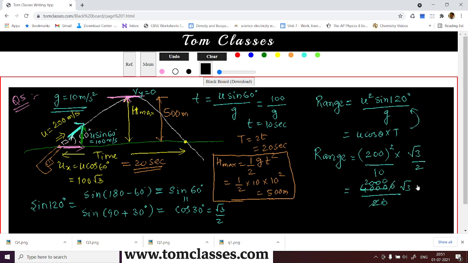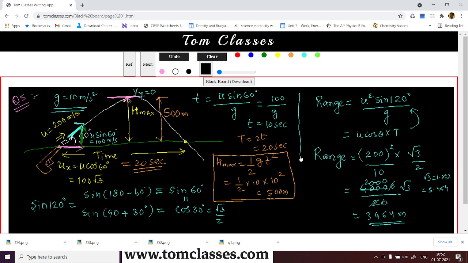So we know that root 3 is equal to 1.732. If I multiply with 2, it is going to be 3.464. Then if it is multiplied with 1000, it is going to be 3464. Okay. So this much meter. So around 3.5 kilometers the bullet will move.